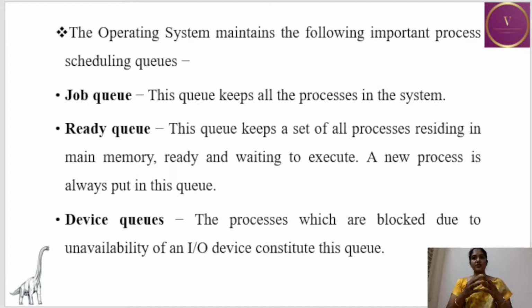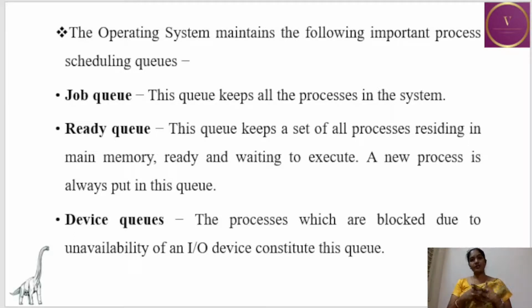This queue keeps a set of all processes residing in the main memory that are ready and waiting for execution. So all the processes which are ready to execute and waiting to be executed will be kept in this ready queue. A new process is always put in this queue. So when a new process comes, it is ready to execute and it is always put in this ready queue.